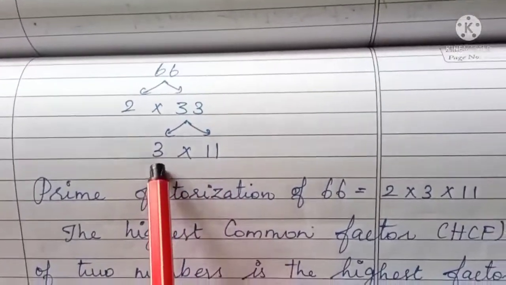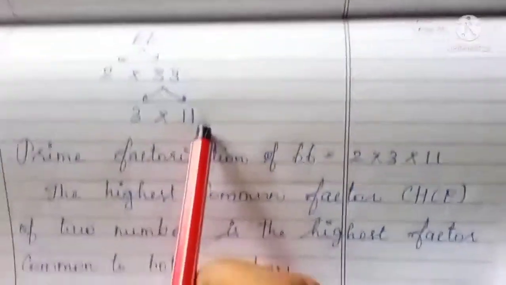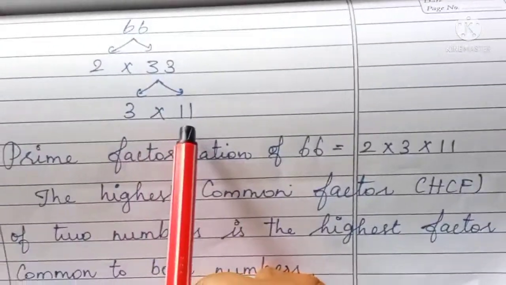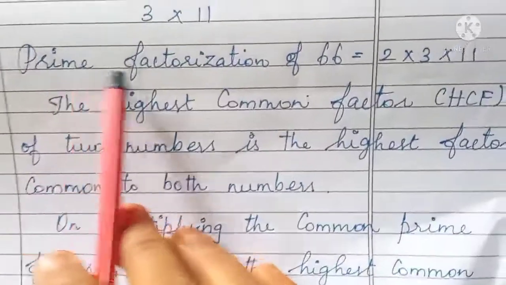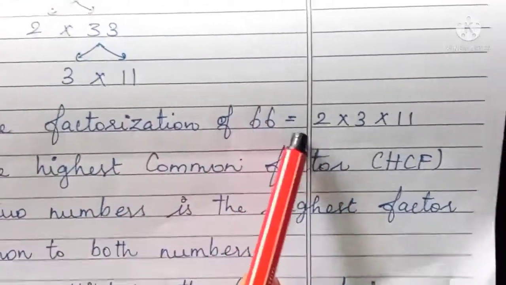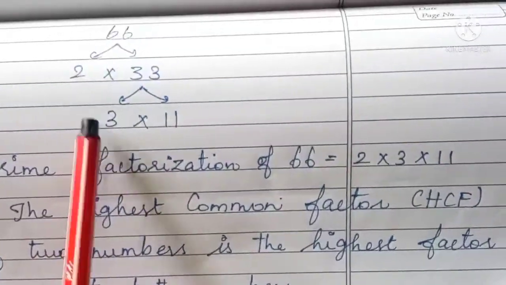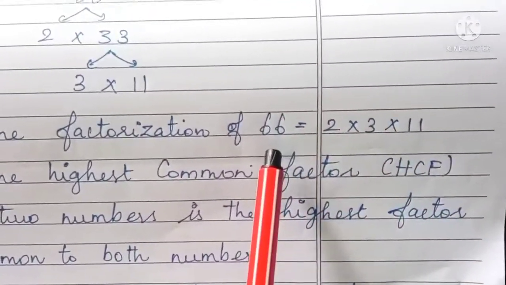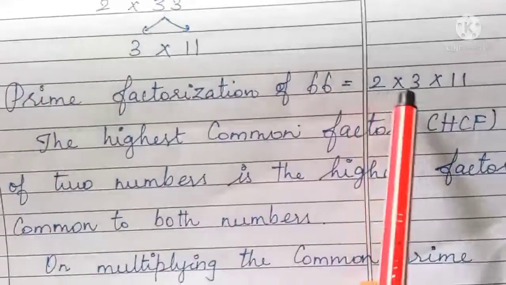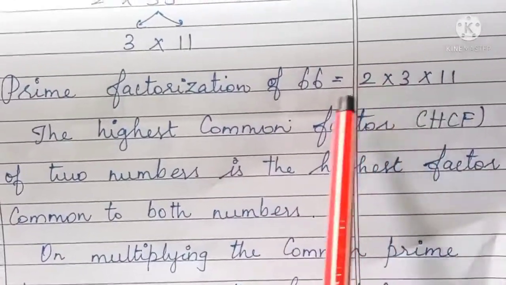Okay, 3 is a prime number and 11 is a prime number. So you have to stop the process. Finally, you write the prime factorization of 66 equal to 2 into 3 into 11. Multiply and see, you will get 66 as the answer. 2 3s are 6, 6 11s are 66.